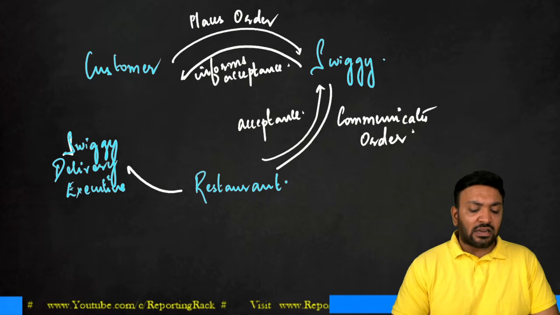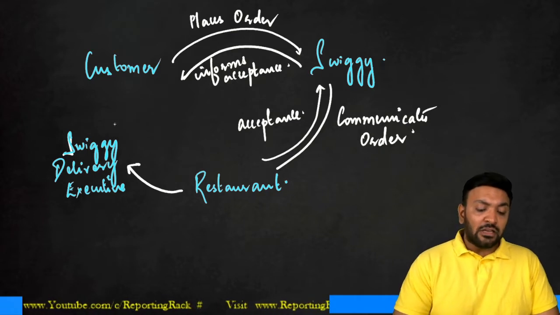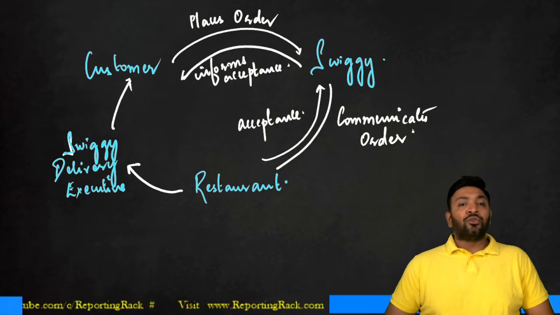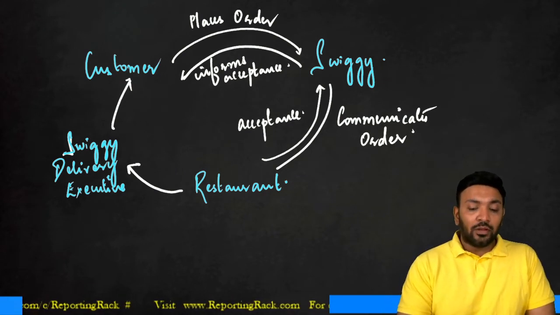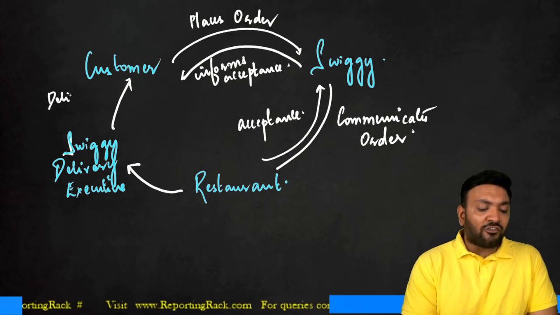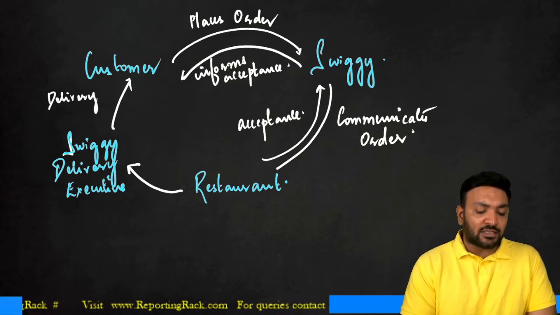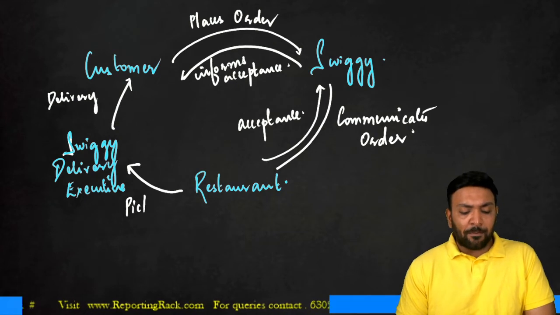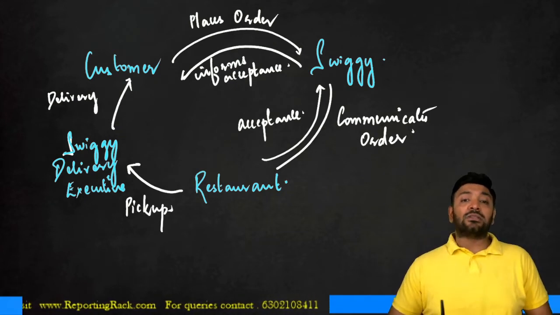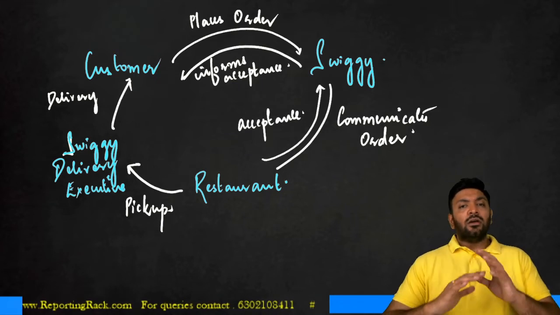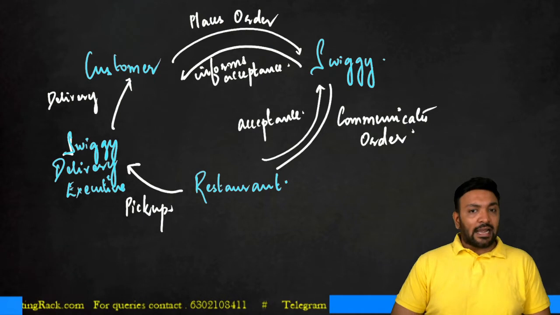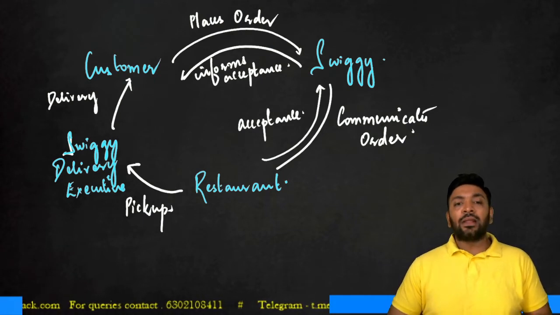The restaurant gives it to the Swiggy delivery person, and the Swiggy delivery person gives it to the customer. The order is delivered. So this is the peculiar nature of how the transaction happens. There is a pickup by the delivery executive from the restaurant, and the delivery executive comes and gives it to the customer. Now this, in a simple sense, is how the order happens on Swiggy. Correct? Everyone agrees on this.